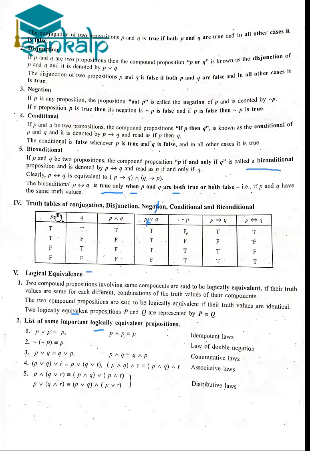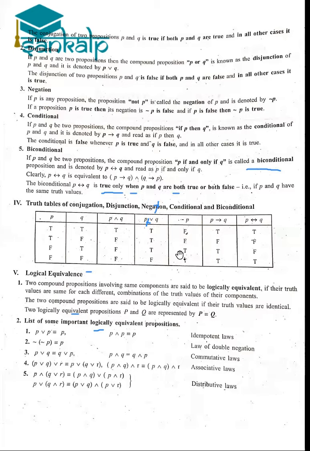These are the truth values for p and q: T, T, F, F for p, and T, F, T, F for q. When we combine the truth values of p and q using AND, you can see it is true only in the first case, and in the rest of the three cases it is false. For OR, it is true in three cases; only in the last case, when both are F and F, the truth value is false.